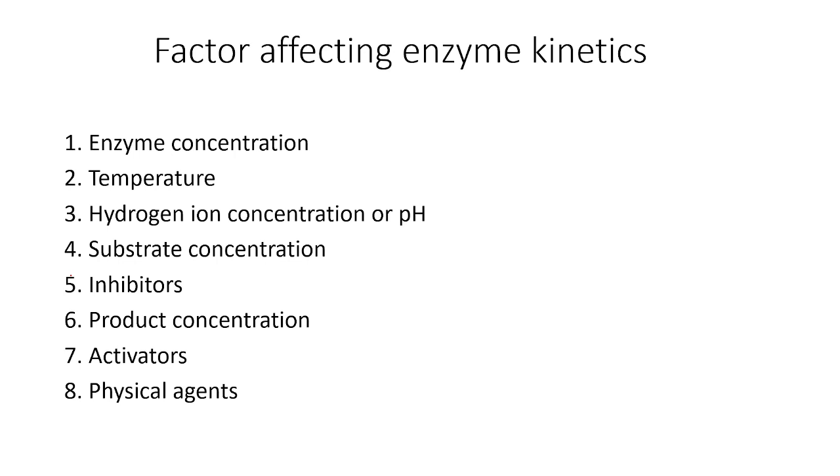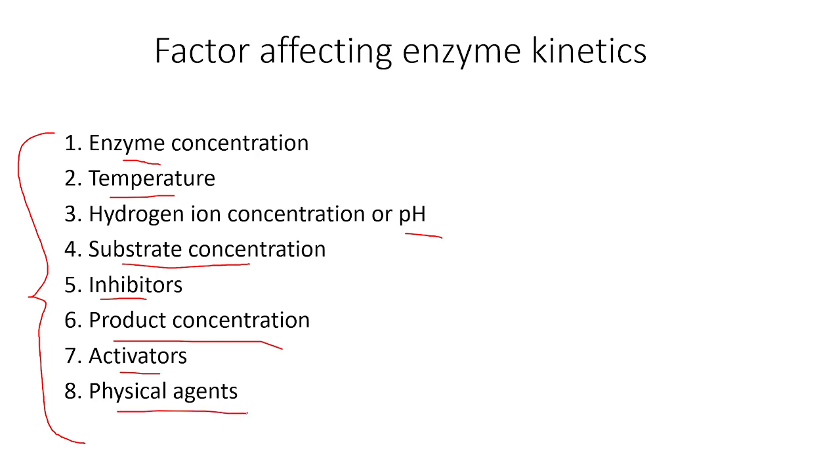Then you have other factors like the temperature, then the pH. You can use some activators, inhibitors, and depending on the product concentration, or on the structure of the product, it can vary. Then we have the substrate concentration, and there are other physical agents. So these are a few factors that you need to keep in mind, on which the enzyme kinetics depends. Okay, so repeating once more: the enzyme concentration, the temperature, the pH, the substrate concentration, the inhibitors, the product concentration, the activators, and finally the physical agents.